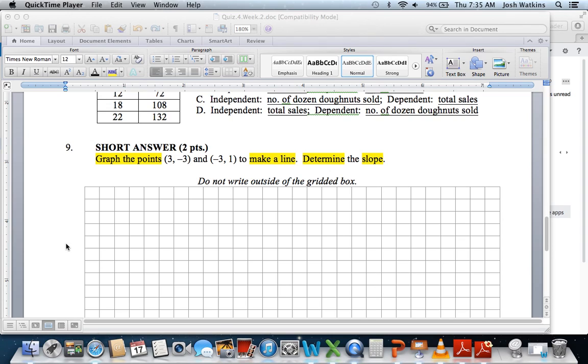Okay, so graph the ordered pairs. Draw a line between them and through them, and then determine the slope. So rise over run.